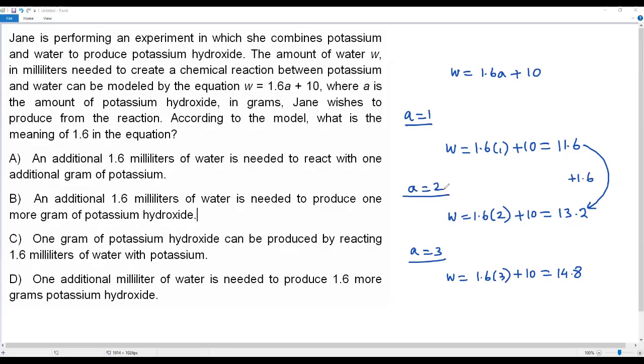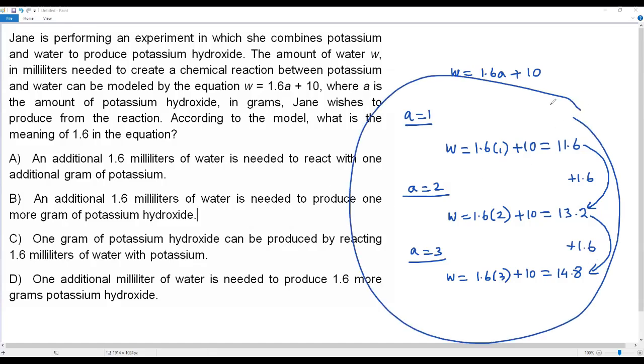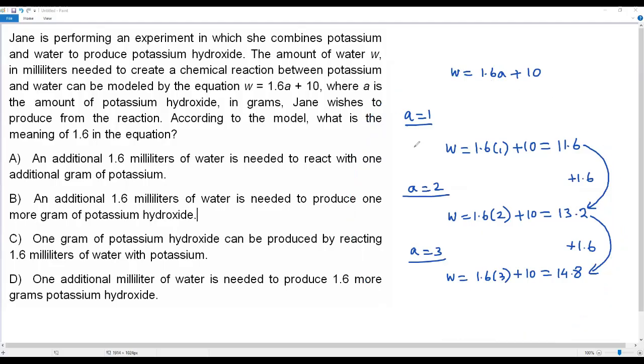Now when I increase the value of A from 2 to 3, that is by 1 gram of potassium hydroxide, the amount of water required increases from 13.2 to 14.8. So the difference between these two values is 1.6. That is, the amount of water required increases by the same value, 1.6. This scenario clearly explains that every time I increase the production of potassium hydroxide by 1 gram, the amount of water required increases by 1.6 milliliters.